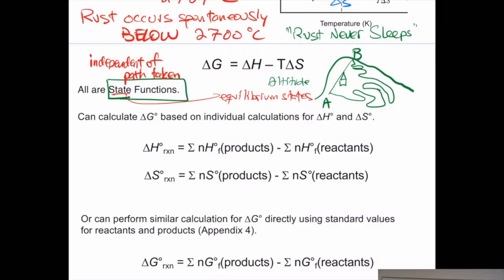The perfect example of this is what you did when you looked at Hess's law. Everyone remember Hess's law? Hopefully. Also called the summation of enthalpies. And we did a lab on that as well, right?